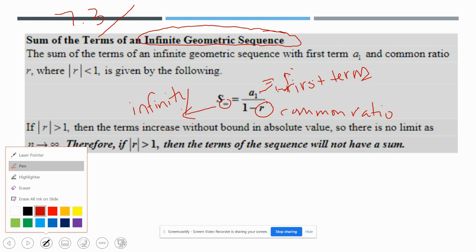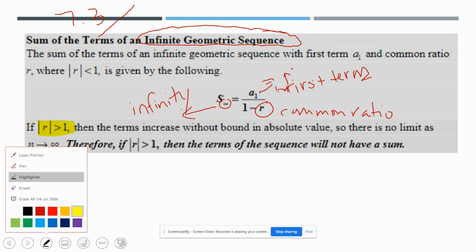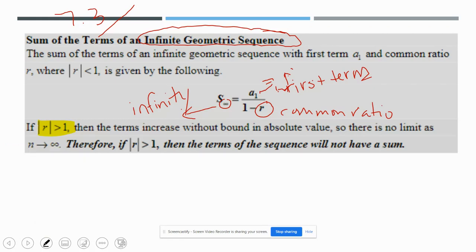The biggest part to this whole thing is that we have to check that the absolute value of our common ratio is less than 1. That's a must. If it is not less than 1, then it will not have a sum. It's not possible to do it because the terms are going to grow, and it won't come to a specific value. This is kind of an introduction to what's called limits if you're moving on in math.